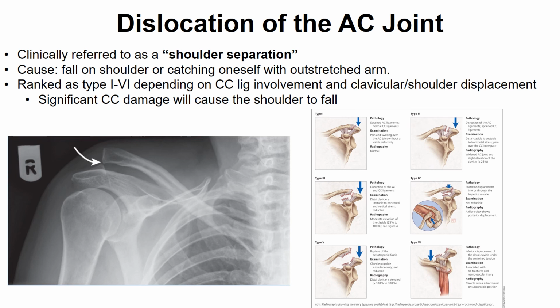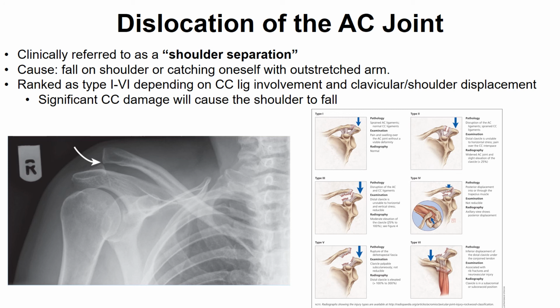The AC joint is quite commonly damaged by something called shoulder separation. So shoulder separation and shoulder dislocation occur at two different joints. Shoulder separation occurs at the AC joint, shoulder dislocation occurs at the glenohumeral joint. So the coracoclavicular ligament gives this joint strength.